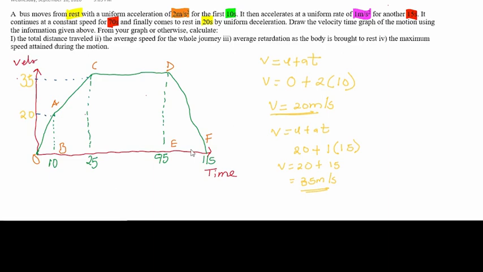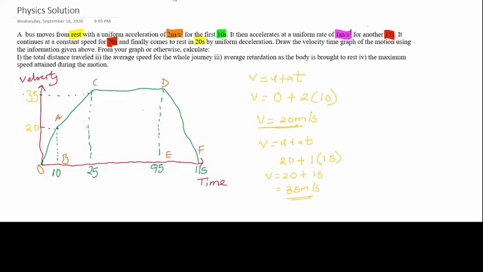So now we can use the parameters we've known to solve the remaining questions. We've gotten our velocities for point A and point C. Also, we've been able to draw our velocity time graph. So we'll be stopping here for today.